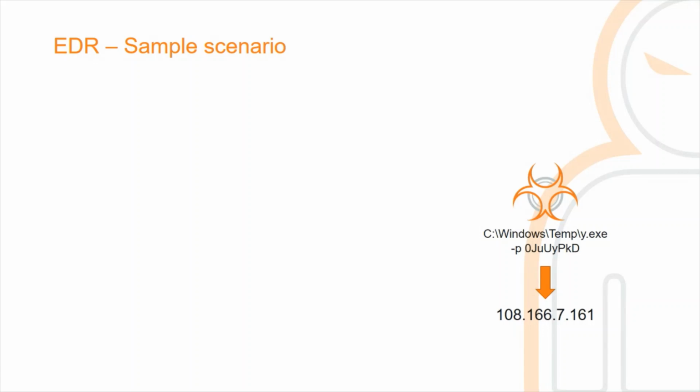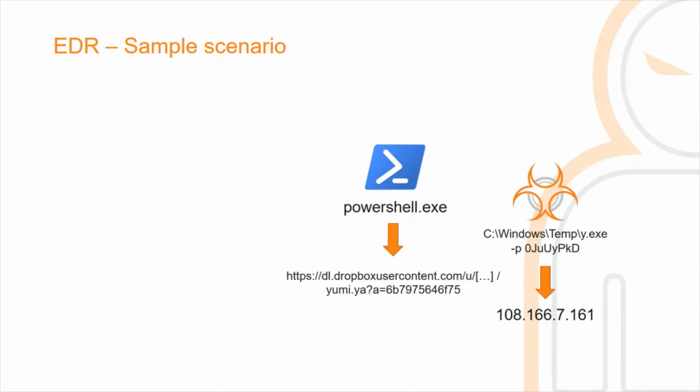Traveling along the process tree reveals that the process responsible for executing this malicious code is PowerShell. And if you look through the process activity, you may find that this PowerShell process has been in contact with Dropbox, which is a legitimate cloud file sharing service, but in this case may have been maliciously used to distribute malware.